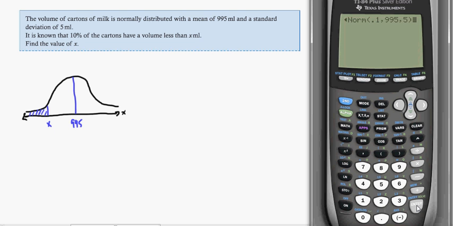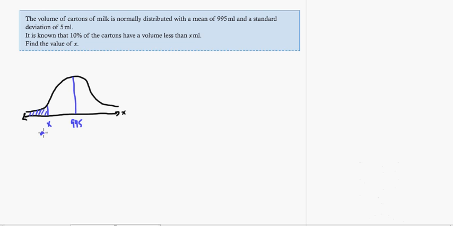Okay, so we just go like that, and it is 989 to 3 significant figures. Okay, so this X right here is 989 milliliters. So what they're saying is that 10% of the milk is less than 989 milliliters. Okay, that's good. We're good to go. I mean, see how straightforward that is? Let's do one that's a little trickier.